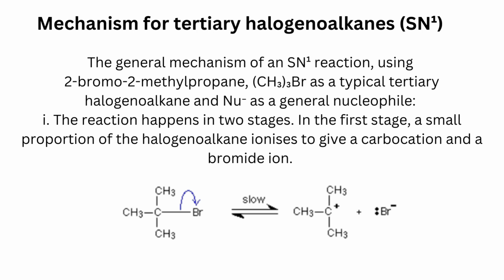The general mechanism of an SN1 reaction using 2-bromo-2-methylpropane, (CH3)3CBr, as a typical tertiary halogenoalkane and Nu- as a general nucleophile. The reaction happens in two stages. In the first stage, a small proportion of the halogenoalkane ionizes to give a carbocation and a bromide ion. As you can see here, this is a slow step.